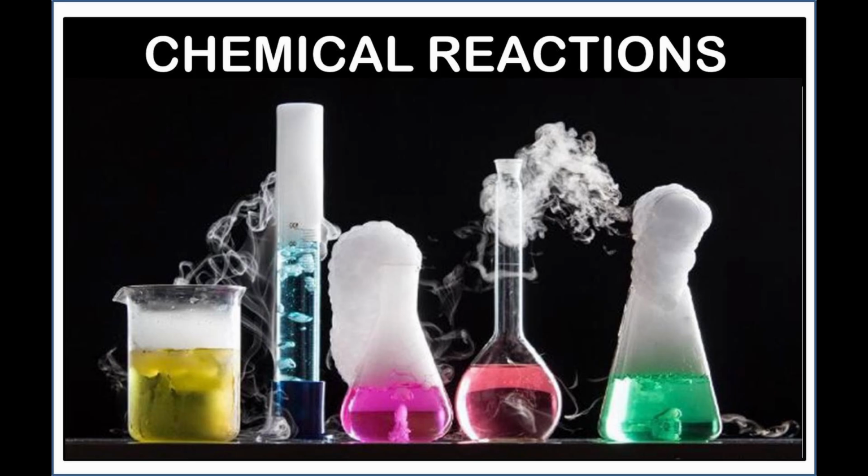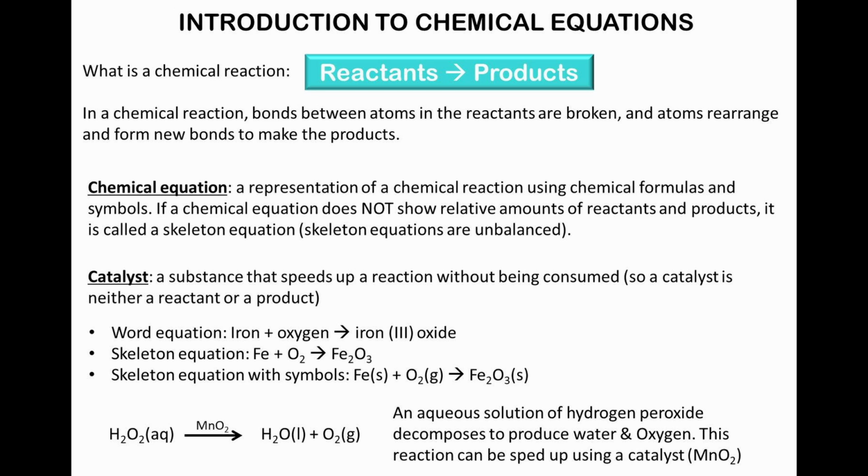In this chapter, the topic of chemical reactions will be discussed. In a chemical reaction, bonds between atoms in the reactants are broken, and atoms rearrange and form new bonds to make the products. We use a chemical equation to describe a chemical reaction, with reactants written on the left and products on the right. A chemical equation is a representation of a chemical reaction using chemical formulas and symbols.